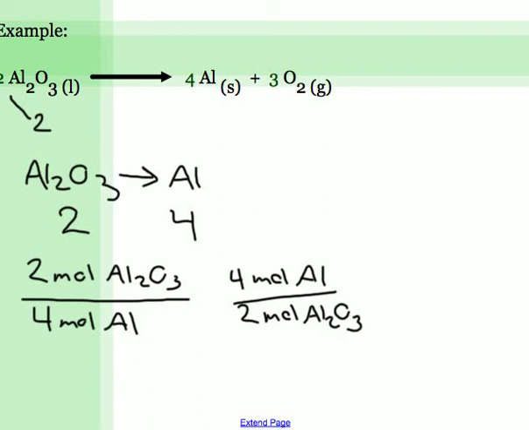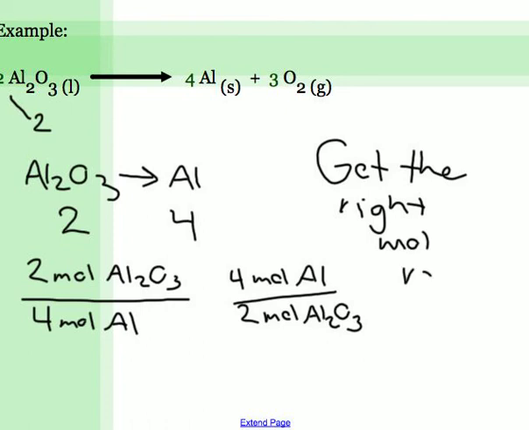Now you can do this for any combination. You could do it for aluminum to oxygen, you could do it for oxygen to aluminum oxide. So the big point here for mole ratios is you need to get the one that the problem is requiring of you. So you want to make sure you get the right mole ratio. You need to make sure that you're looking at the chemicals they want you to look at.